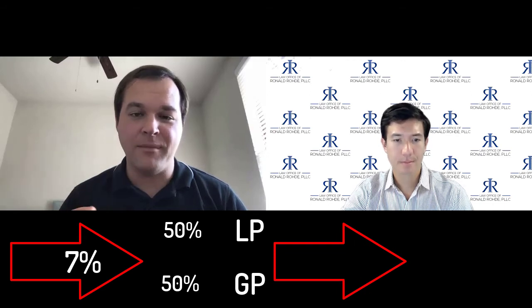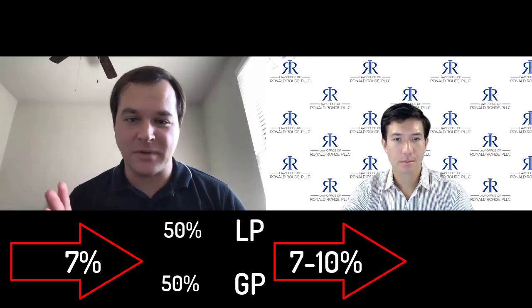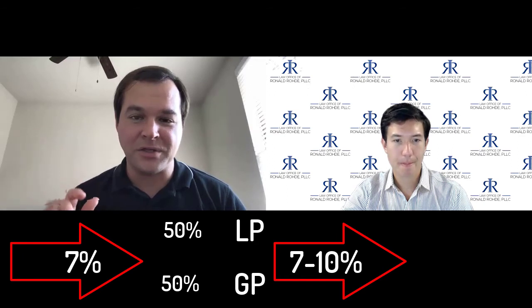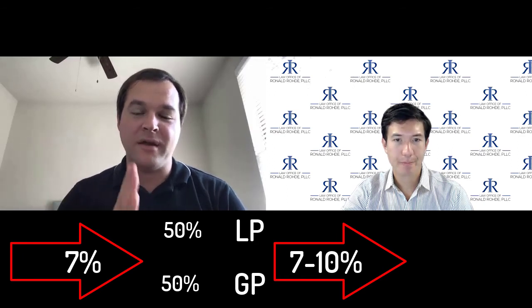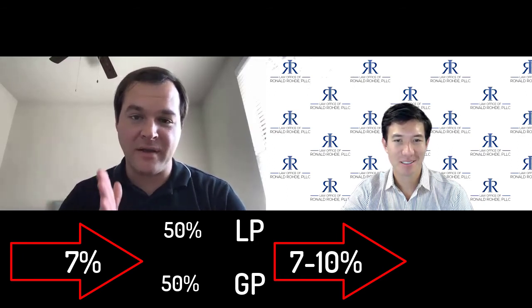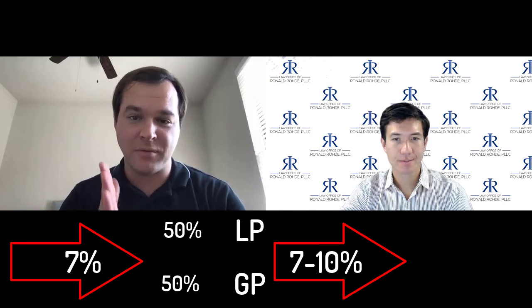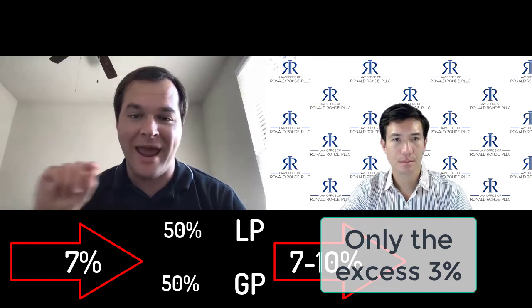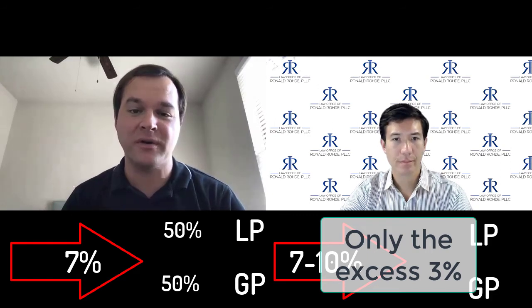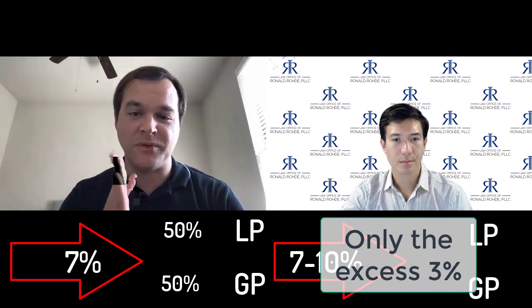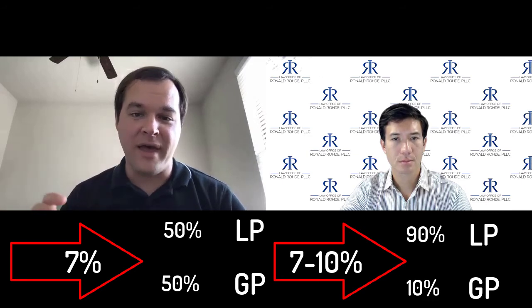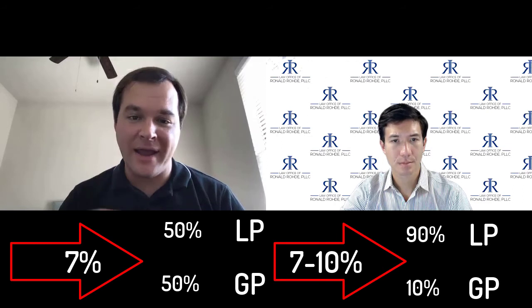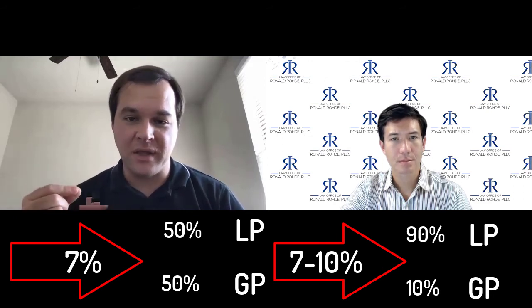And then in between 7 and I think 10%, it will switch. First of all, both parties are still splitting up to 7%. So this only kicks in when returns are in excess of 7%. If returns are any returns between 7 and 10%, then 10% of that goes to the general partner, 90% of it goes to the limited partner.